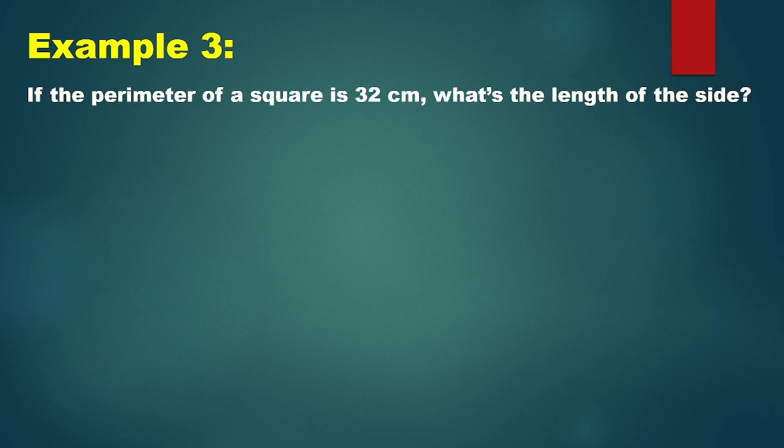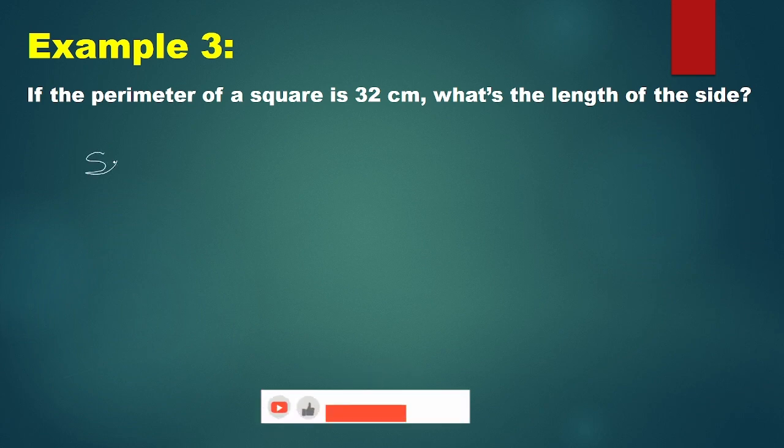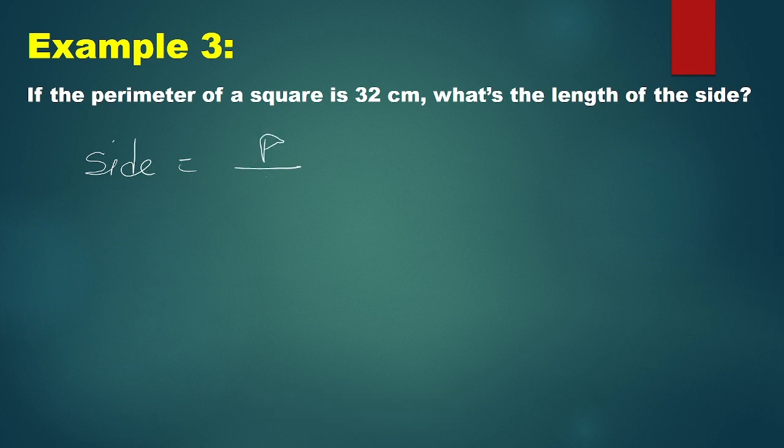Example 3. If the perimeter of a square is 32 centimeters, what is the length of the side? So in this example, we are already given the perimeter of the square. We are only told to find the length of the side. There is also a simple formula to do this. If you are given the perimeter and you are told to find the length of the side, it will just simply be the perimeter divided by 4.